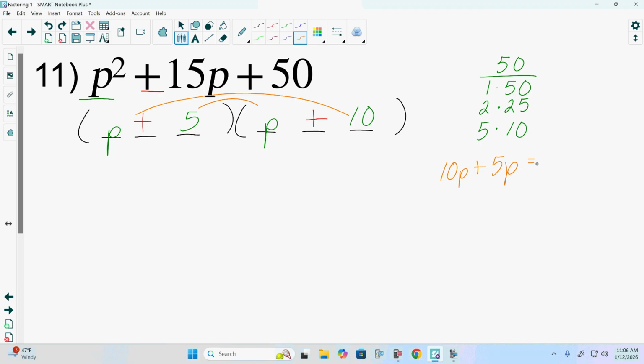P times 10 is going to be positive 10p. 5 times p is positive 5p. 5p plus 10p, 10 plus 5p. That is the middle term we wanted.